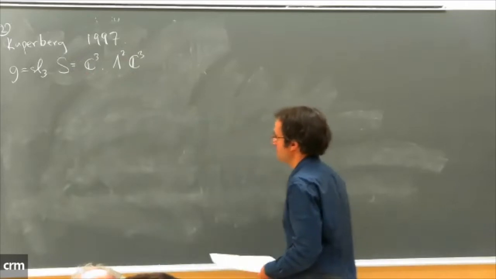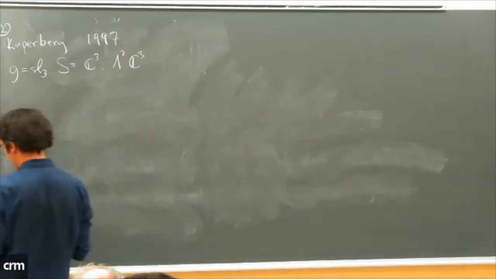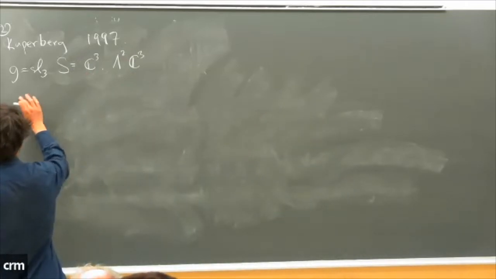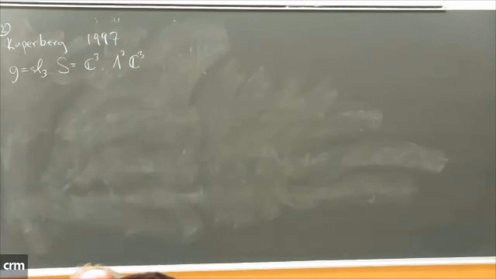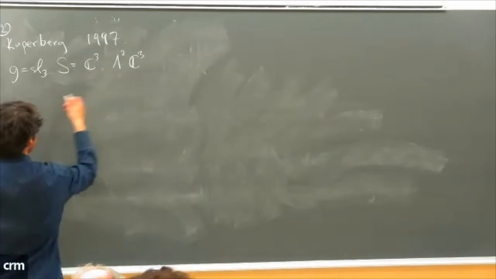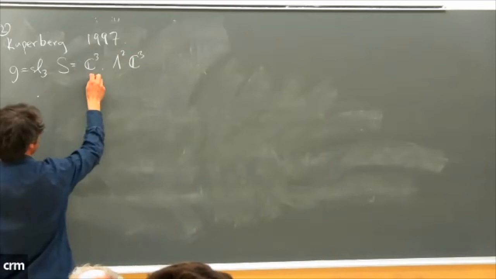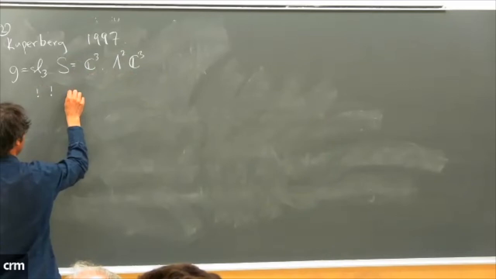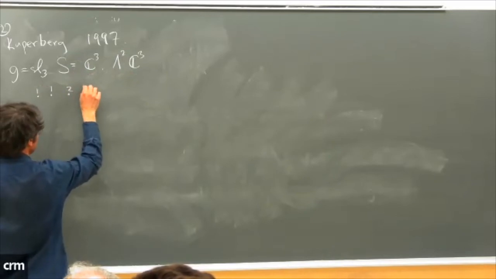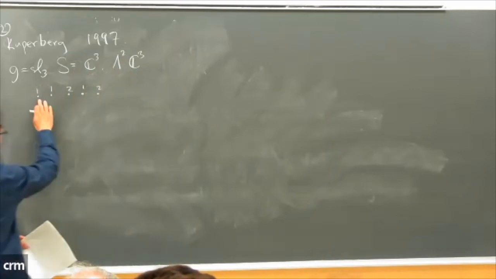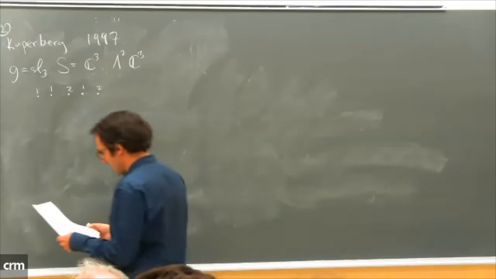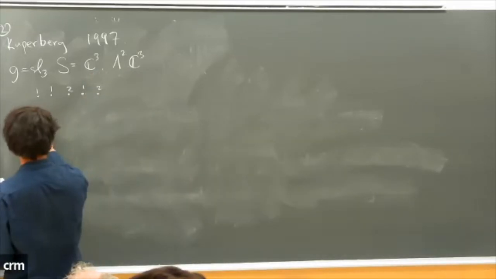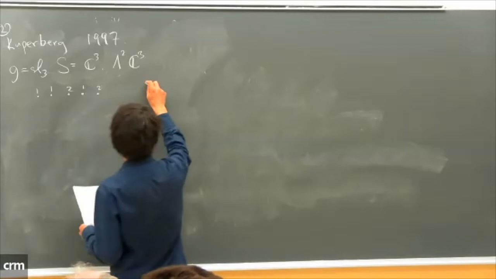And then there are some obvious generators. Instead of just dots on a line, I'll have to tell you which representation they are. So this one will be labeled with a 1 and this one with a 2. An object in this category might look like a sequence of 1s and 2s along a line. That corresponds to some tensor product of C3s and wedge 2 C3s. And the generating morphisms will be as follows.